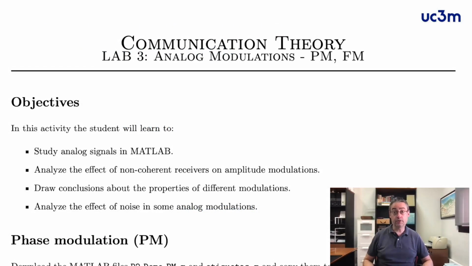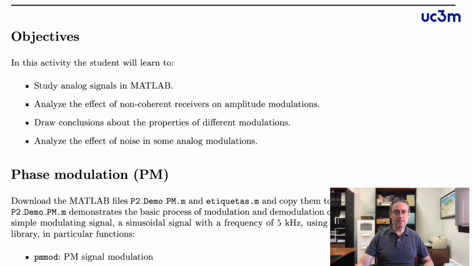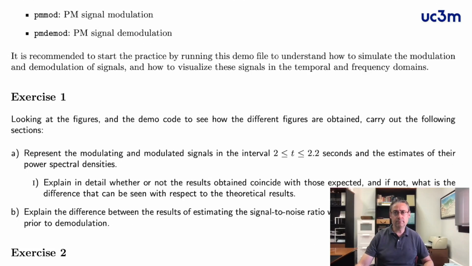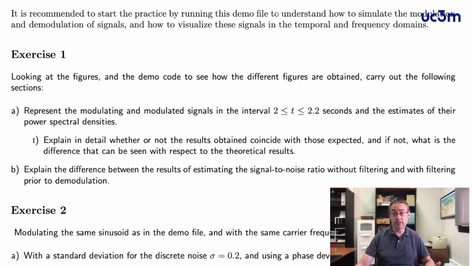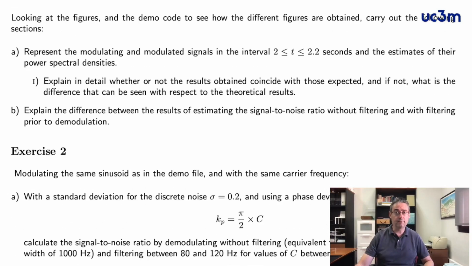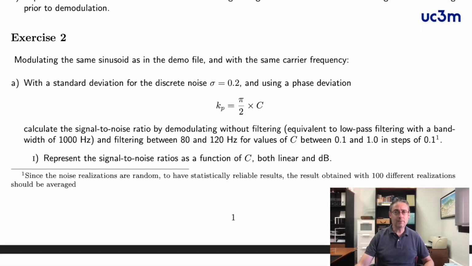The third session of the lab is dedicated to analog modulations, in particular to phase and frequency modulations. We'll start with phase modulations, and exercise number 1 is mainly theoretical, it's about commenting on the results of the demo file. And in exercise number 2, we will analyze the effect of one of the parameters of a phase modulation, in particular the phase deviation constant Kp.